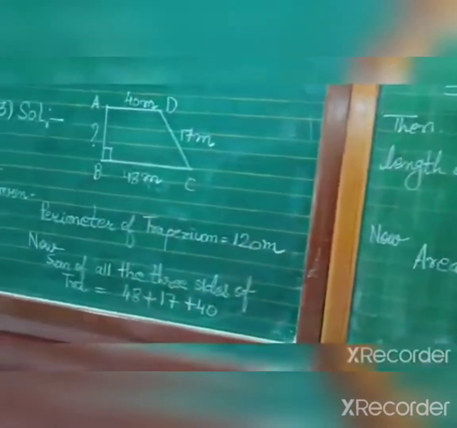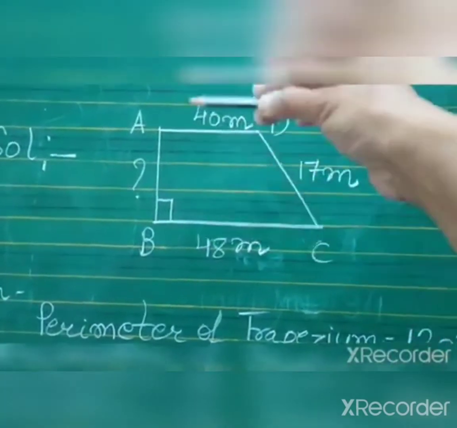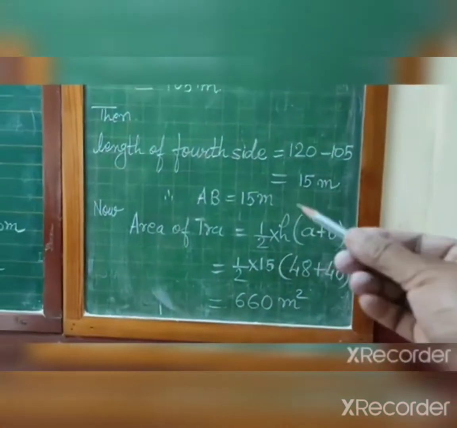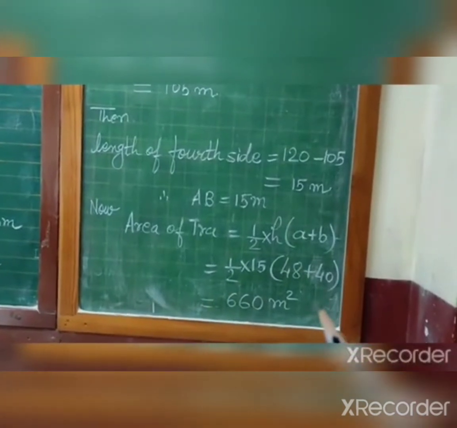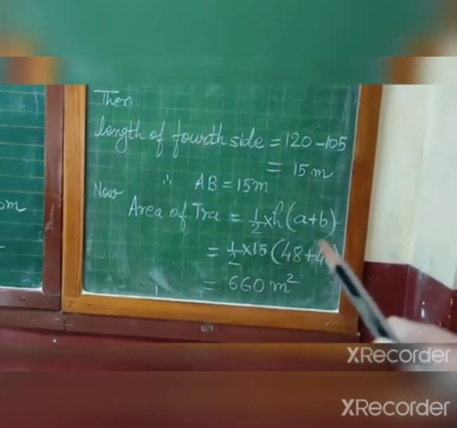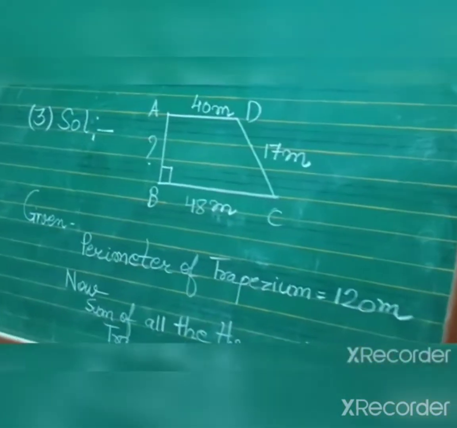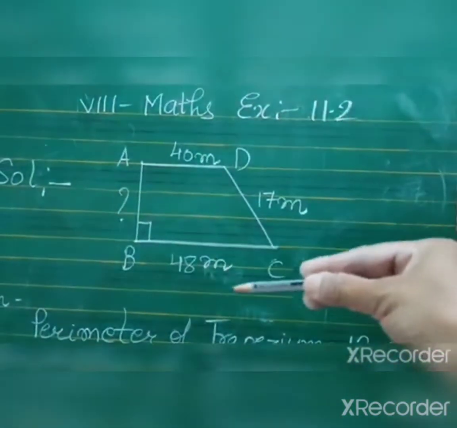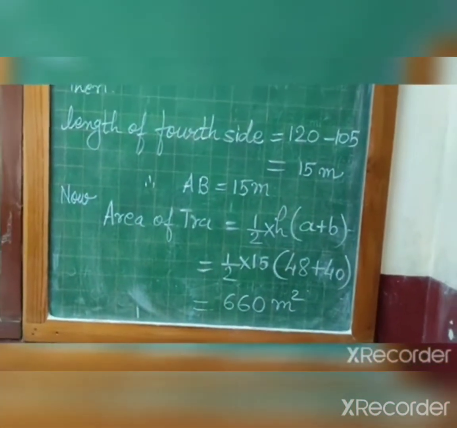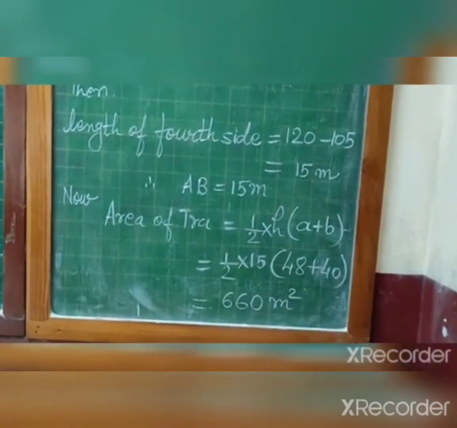The fourth side, you can see here the perpendicular is given. It is perpendicular, that means height, straight line. Okay, so height of the trapezium now you got, 15 meter. Then area of trapezium is equal to half into H into (A plus B), formula you will apply. So half into 15 into (48 plus 40), because the parallel sides are, you can see, 40 and 48. So when you will add and divide it by 2, calculate, you will get the answer, 660 meter square.